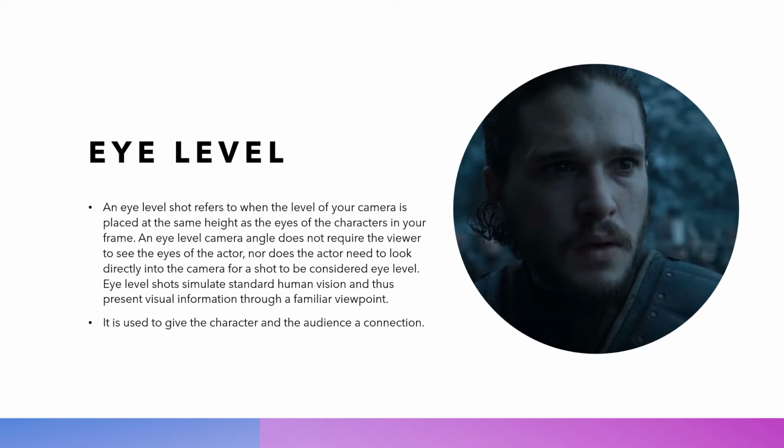The eye-level shot refers to when the level of your camera is placed at the same height as the eyes of the characters in your frame. An eye-level camera angle does not require the viewer to see the eyes of the actor, nor does the actor need to look directly into the camera for a shot to be considered eye-level. Eye-level shots simulate standard human vision and thus present visual information through a familiar viewpoint. It is used to give the character and the audience a connection. This shot is from Game of Thrones.